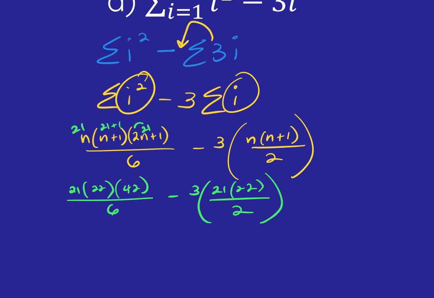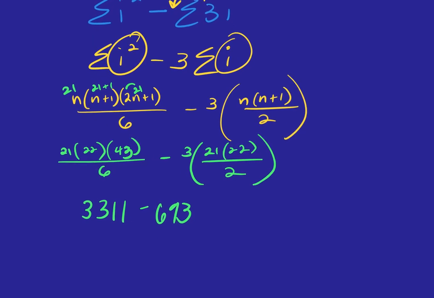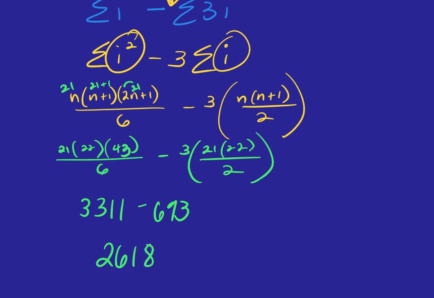Isn't it 43? 42 plus 1, yes, thank you. I did that on purpose to show how important it is to check your work. 21 times 22 times 43 divided by 6 is 3,311. 3 times 21 times 22 divided by 2 is 693. And then 3,311 minus 693 is 2,618.